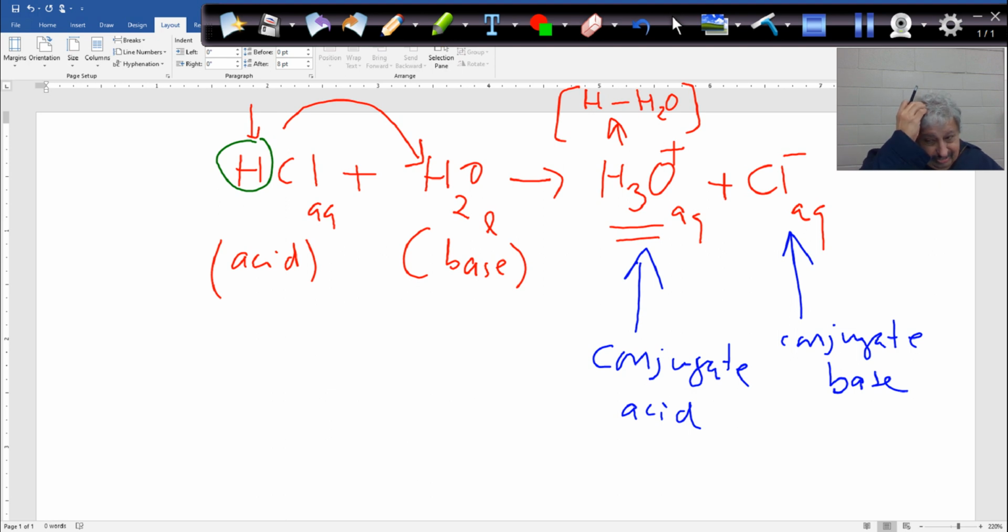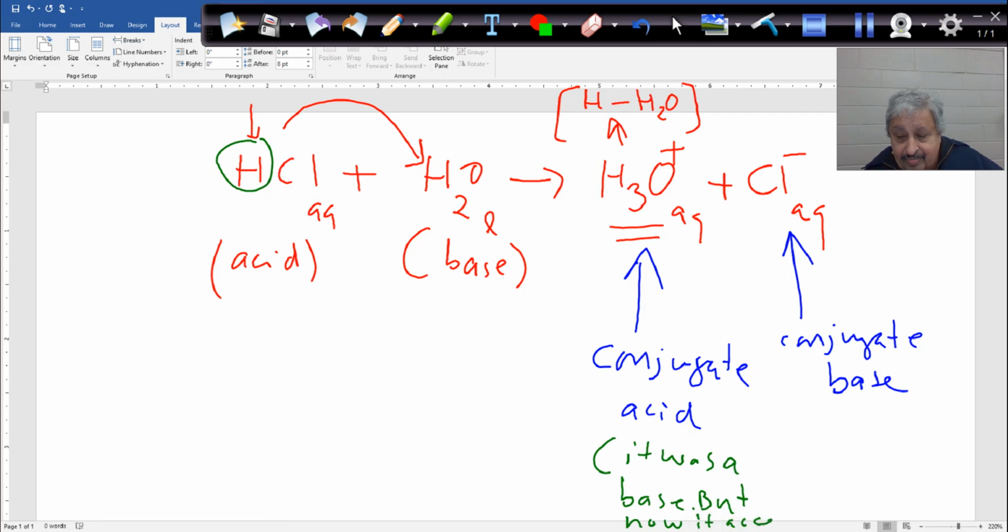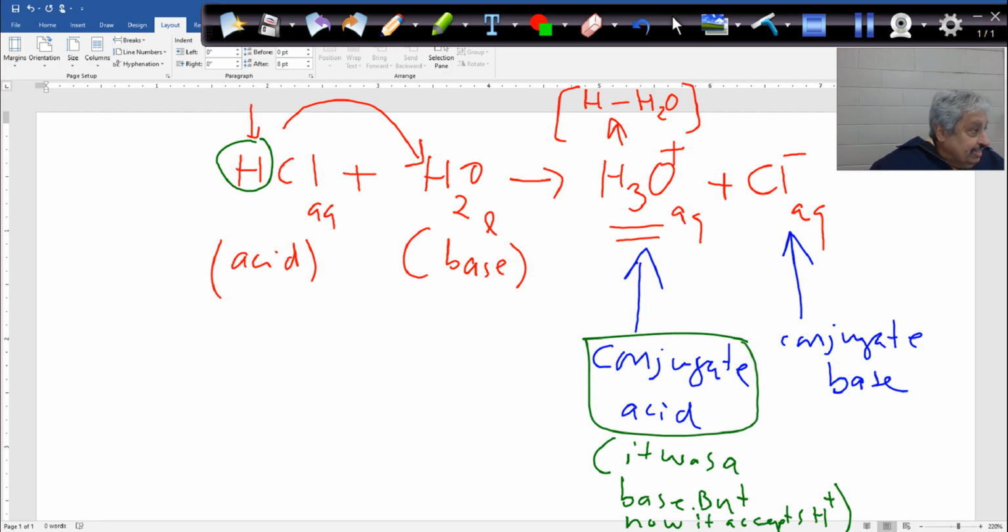Now ask yourself, what is a conjugate acid or base? Well, the definition is telling us that the conjugate acid was a base to begin with, correct? It was a base. But now it accepts H plus. Now it's becoming what? A conjugate acid. What is a conjugate acid? It was really a base that has accepted H plus and becomes a conjugate acid.